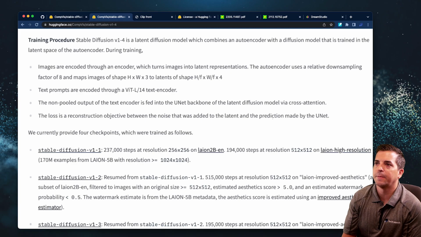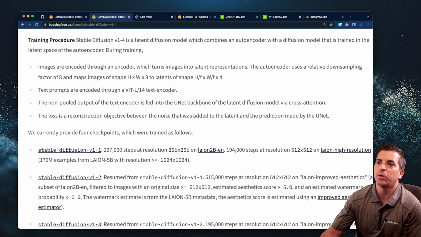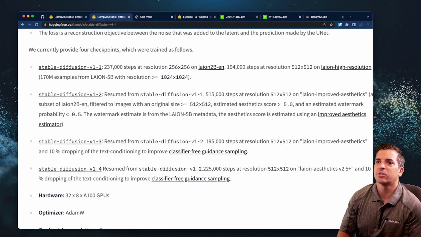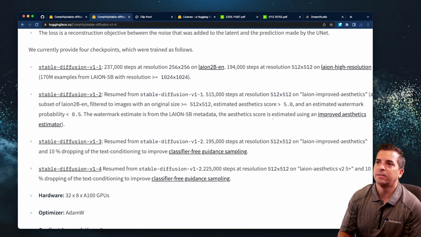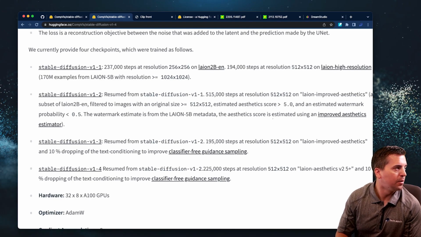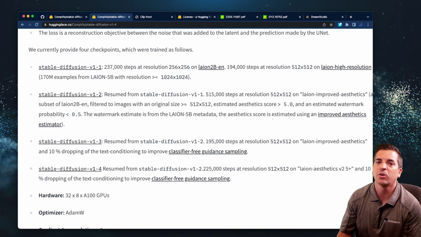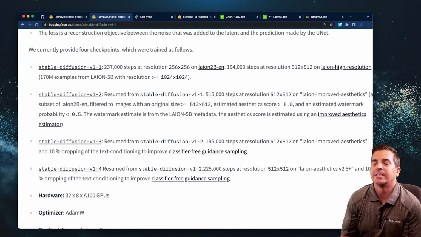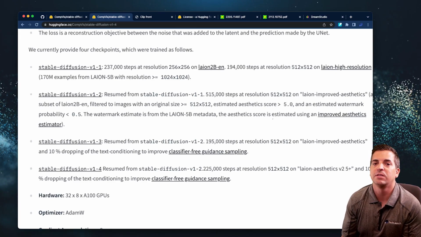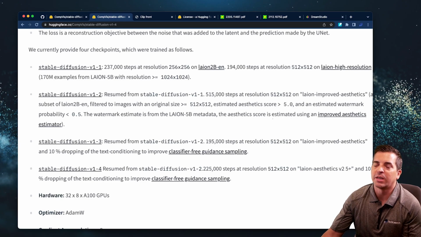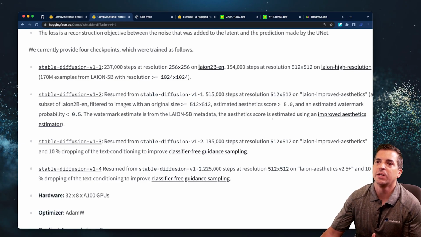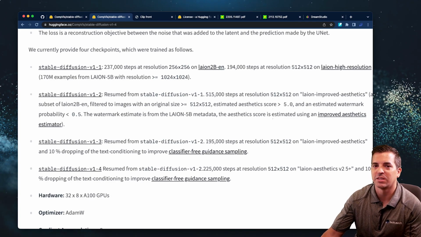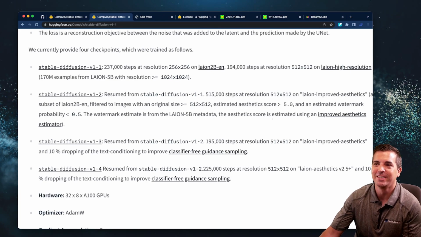And then we currently provide 4 checkpoints, which were trained as follows. And this is really cool because you can actually go in and look at the checkpoints and the FID results that occurred on those different checkpoints. This is really powerful because you can understand exactly what the performance was at each of these checkpoints. And depending on how detailed you want to get, you could actually recreate this process for your specific data set, which I think is so cool.